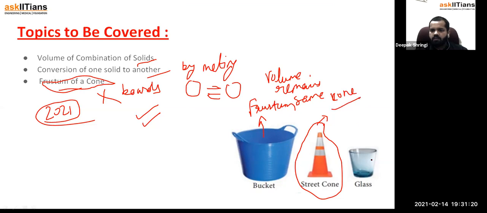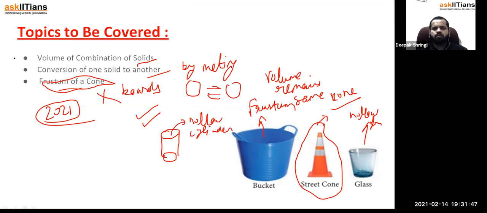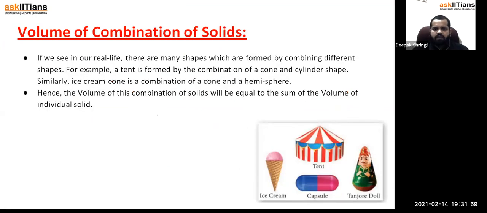Your glass we can treat as a hollow frustum. Otherwise, it is a right circular cylinder, a hollow cylinder. So these are the basic topics we are going to discuss today: volume of combination of solids, conversion of one solid to another, and frustum of a cone. We'll move further. The first point is volume of combination of solids.